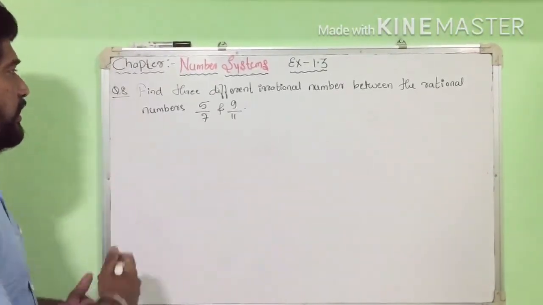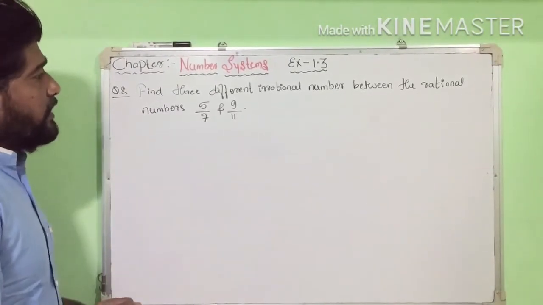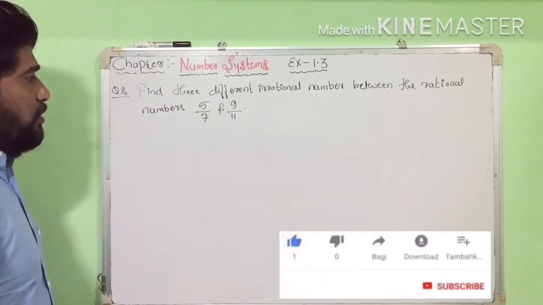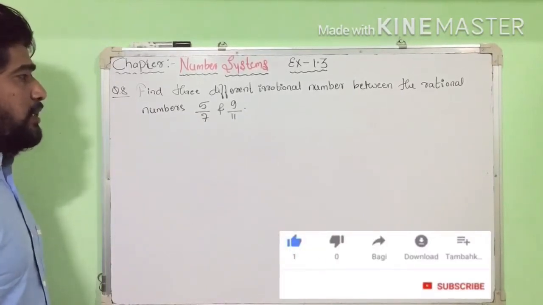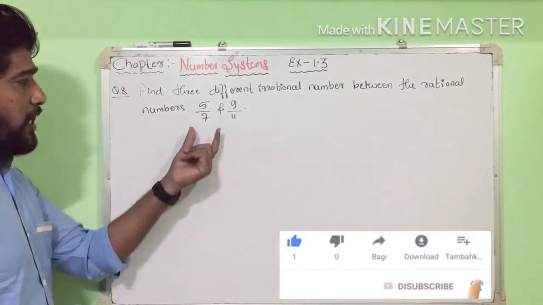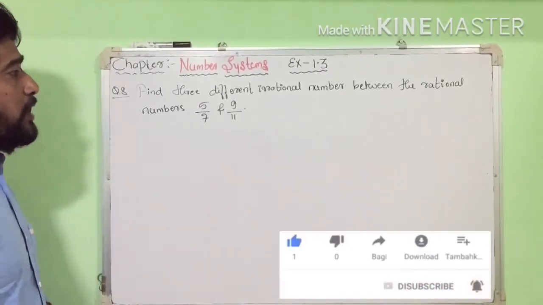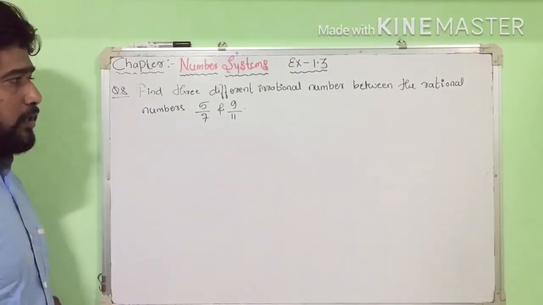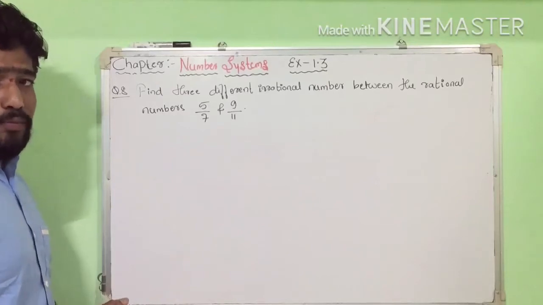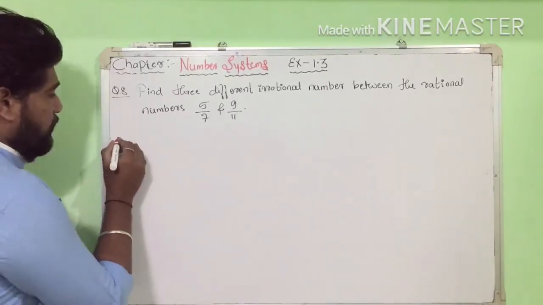So well students, the next question is: find three different irrational numbers between the rational numbers 5 by 7 and 9 by 11. These two are rational numbers, and between them we want to find three different irrational numbers. Between these two there are infinitely many irrational numbers, right? So let me solve it here.